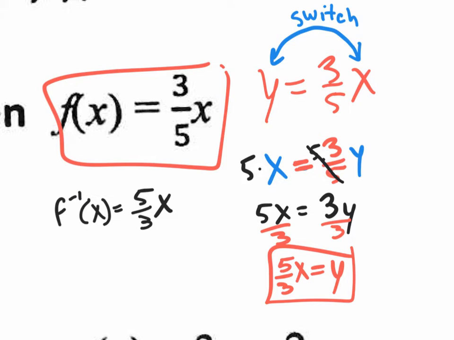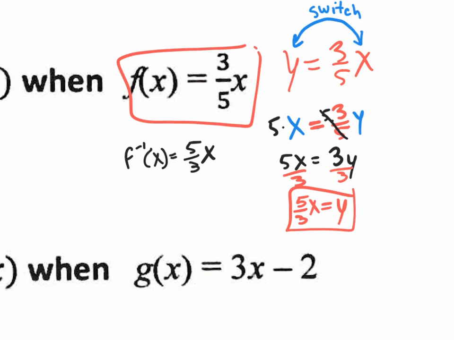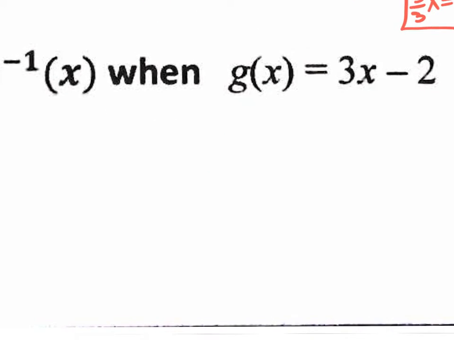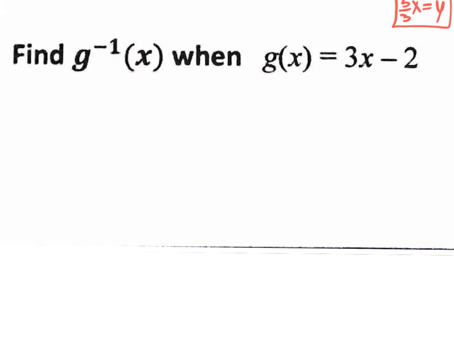So you're going to have to find the inverse of any function on Friday's quiz. I'm going to give you a function. You're going to switch x and y and then solve for y. How do you find the inverse? You switch x and y and then solve for y. So let's practice with this guy right here. They want us to find the inverse of g of x, right? This little -1 is really not the power of -1. This is the notation saying find the inverse of g of x.